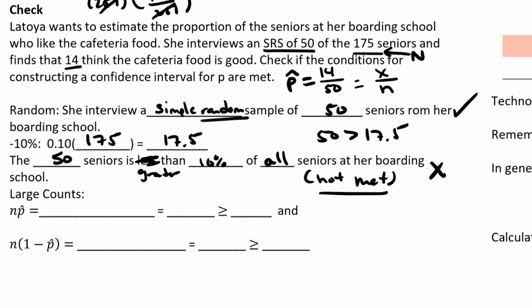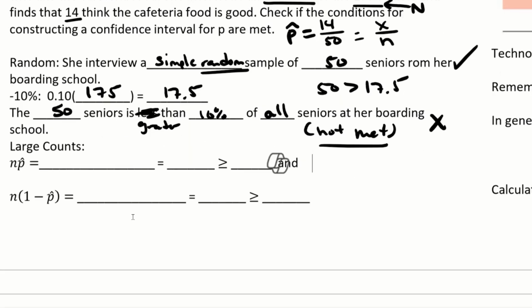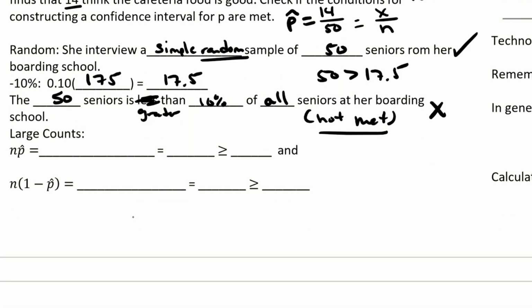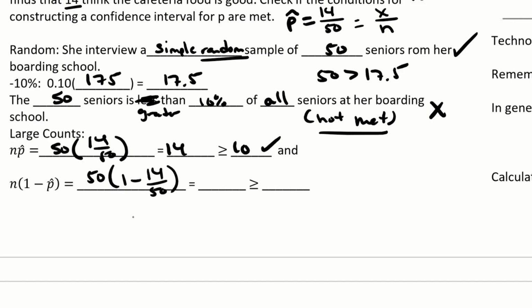Okay. The large counts condition. We have 50 times the p hat, which is 14 out of 50, which is 14, which is greater than 10. So that checks out. This one's 50 times 1 minus p hat, so 1 minus 14 out of 50, which is equal to 50 times 36 out of 50, which is going to be 36, which is greater than 10. So all the conditions are met except for the 10% condition.